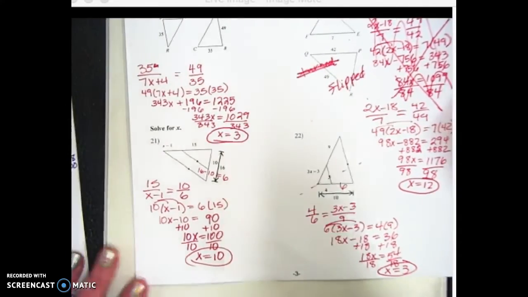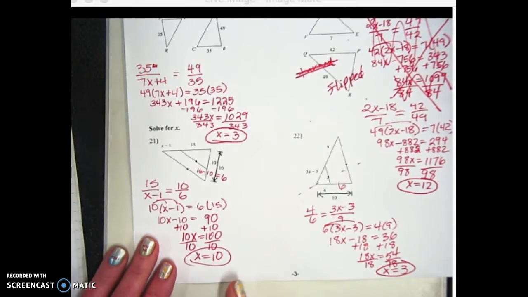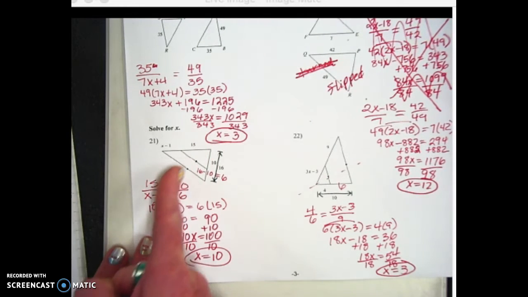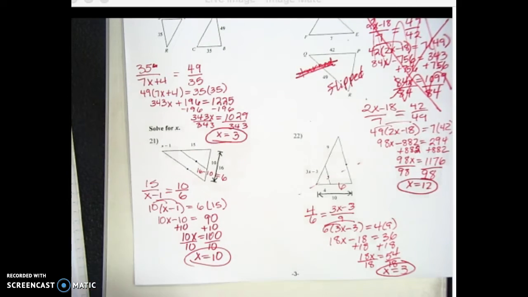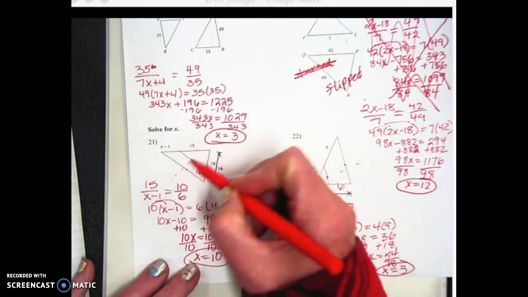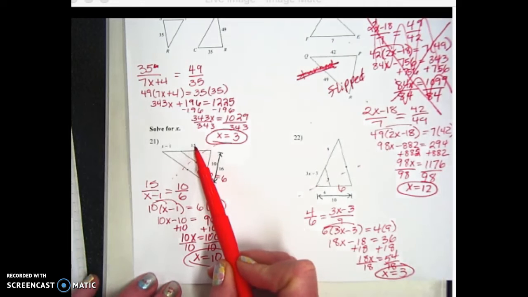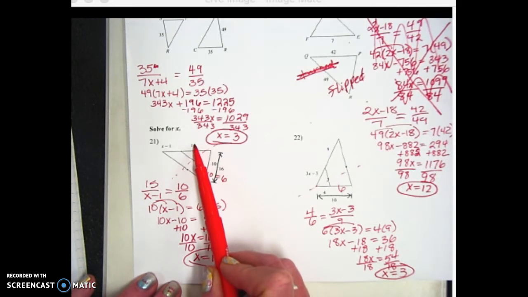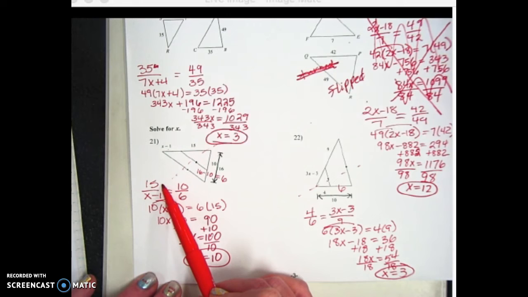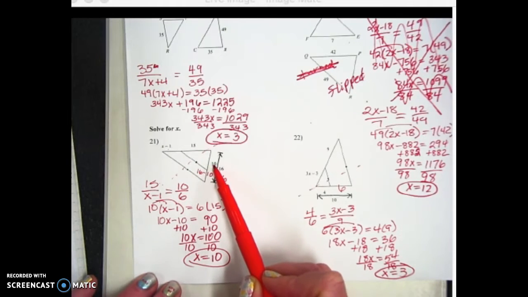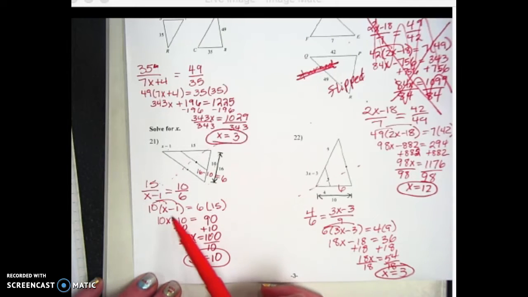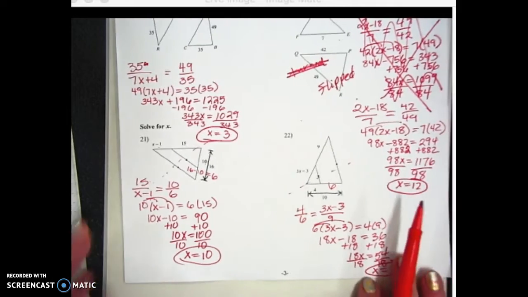Number 21, the directions change. Okay. So basically, I drew an imaginary line down the middle of this triangle, and then I did the left side to the right side, top to bottom, making my numerator and my denominator. So I did 15 over x minus 1, and then for the right side, I did 10 over 6 by subtracting. Do the cross product, which means I need to distribute on the left, add 10 to both sides, divide both sides by 10, and you get x equals 10.